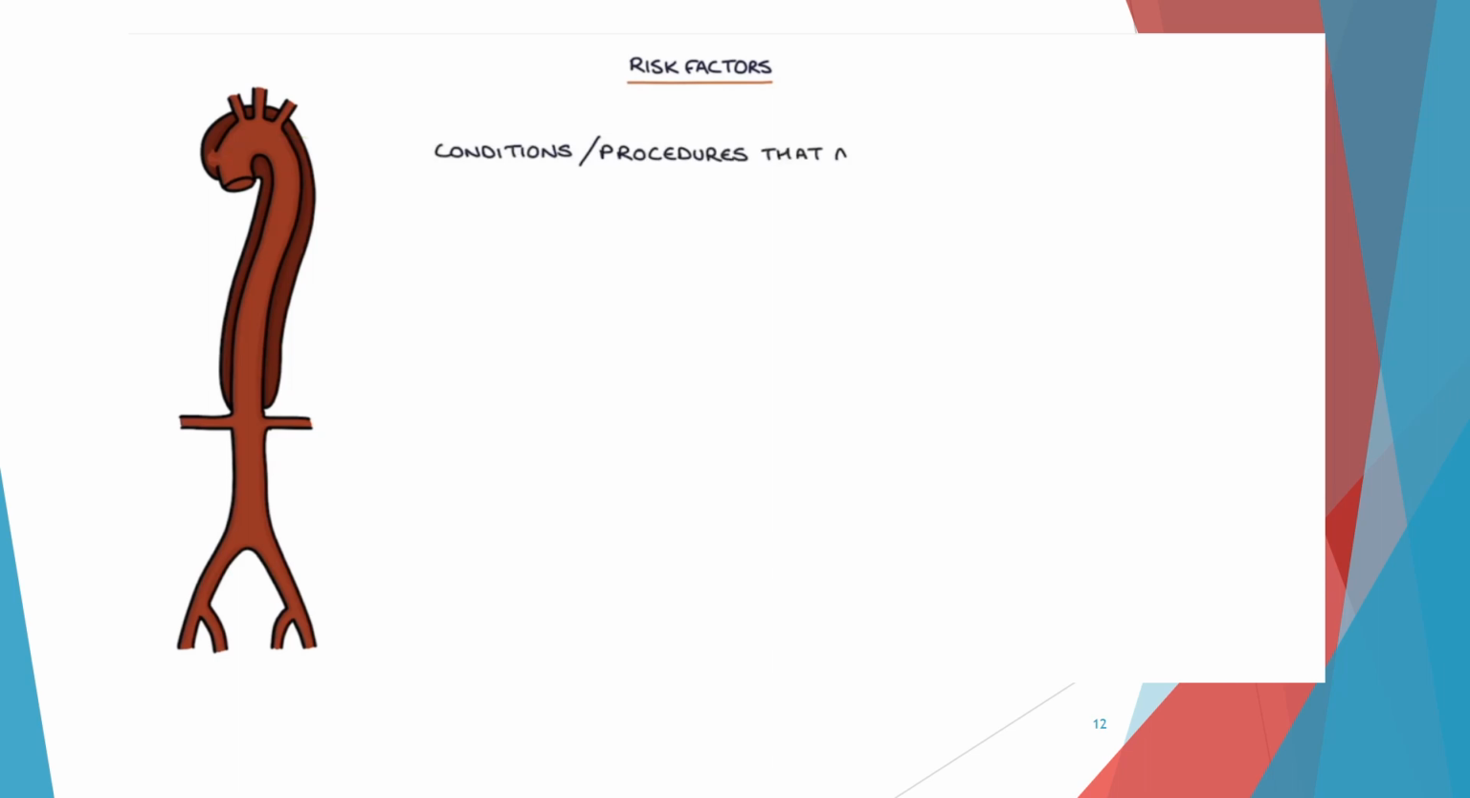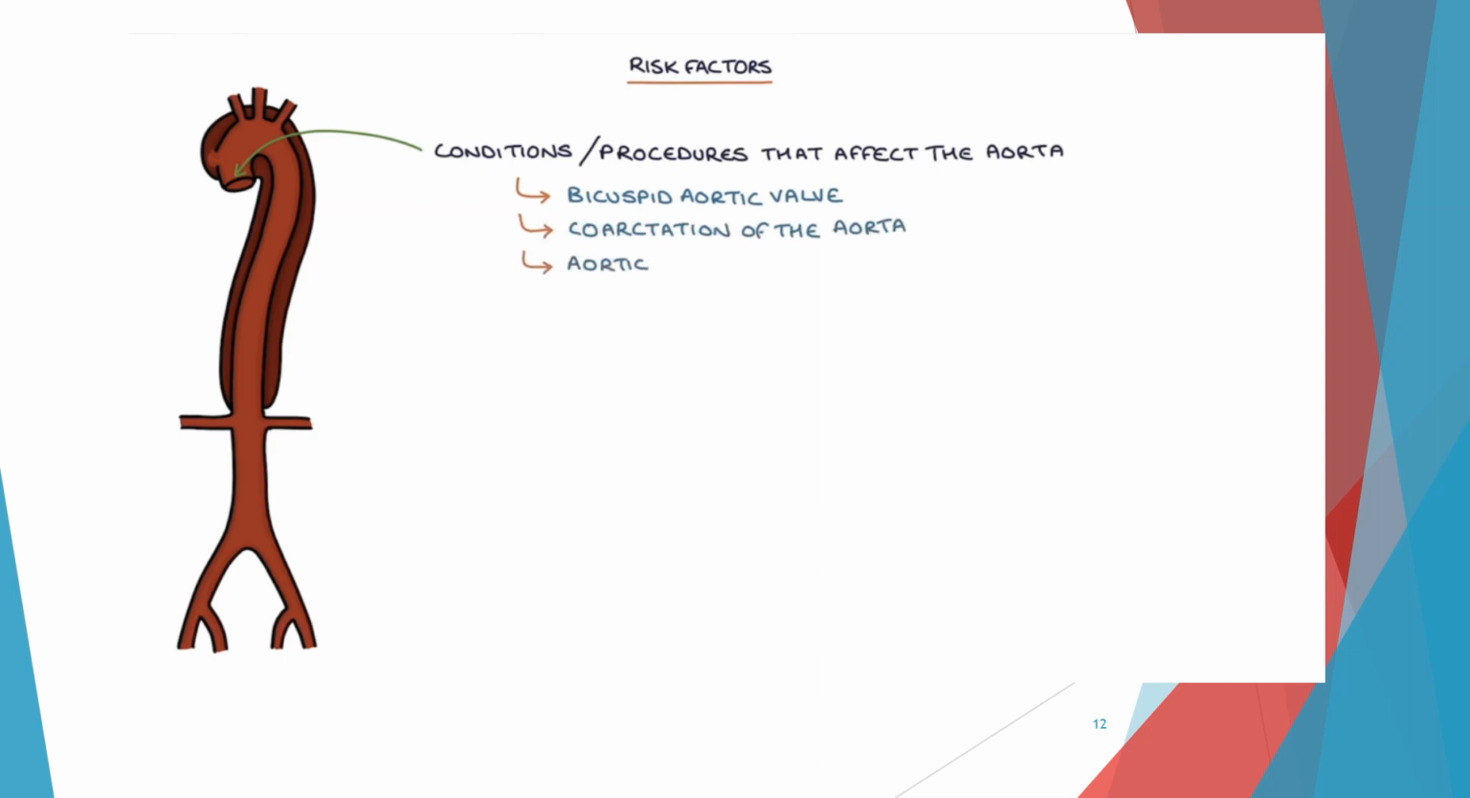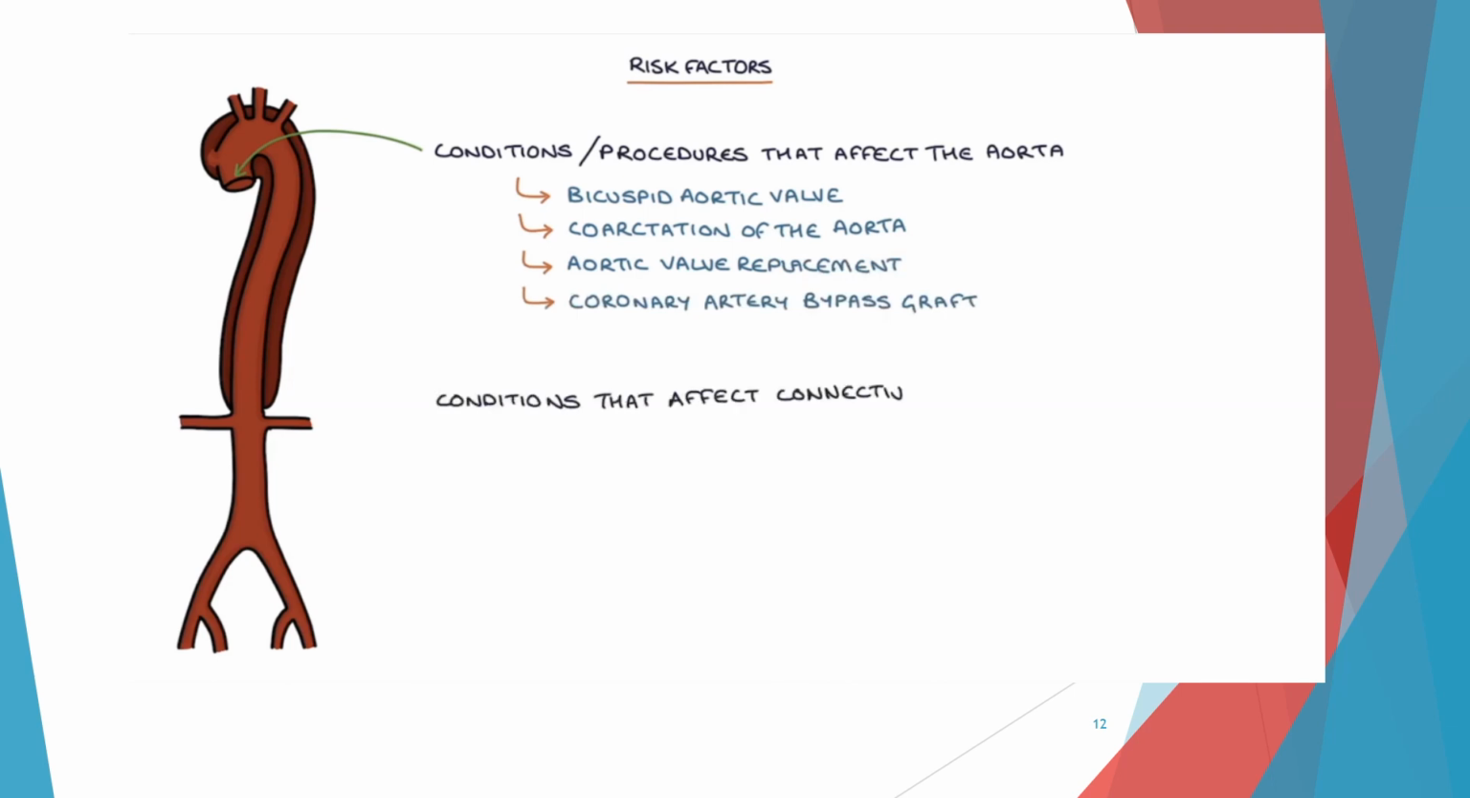Conditions or procedures that affect the aorta can increase the risk of dissection, such as bicuspid aortic valve, coarctation of the aorta, aortic valve replacement, or coronary artery bypass grafts. Conditions that affect the connective tissues can also increase the risk of dissection, notably Ehlers-Danlos syndrome and Marfan syndrome.